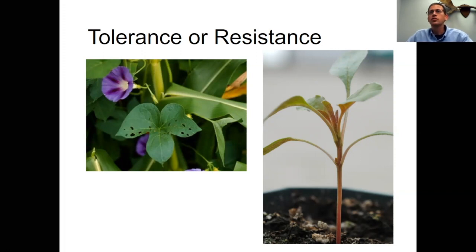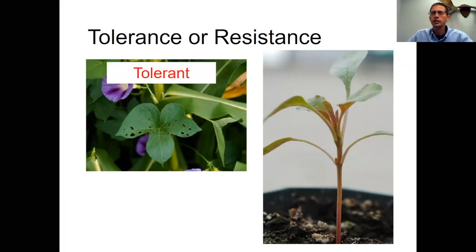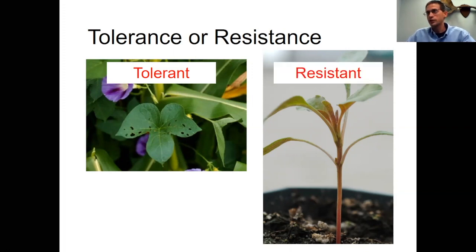Well, if you guessed that the species on the left, the Morning Glory, was the tolerant species, you're correct. Roundup really hasn't been that good of a herbicide for Morning Glory. But if you guessed the species on the right, Palmer amaranth, was the resistant species, you are correct. Palmer amaranth populations throughout the country have been well documented to have glyphosate or Roundup resistance.